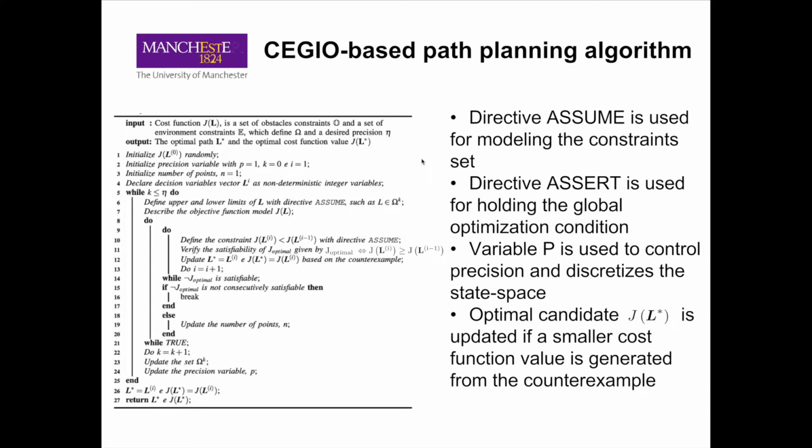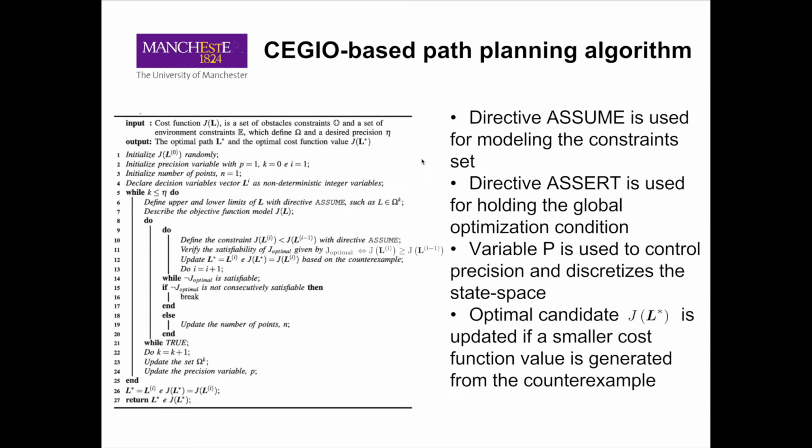In the CGL-based path planning algorithm, the directive assume is used for modeling the constraint set, like obstacles and the environment limits. Also, assume is used to set a constraint JLi smaller than JLi minus 1, which means the newly generated cost function value must be smaller than the current cost function value. And the directive set is used for holding a global optimization condition, which is JLi larger than JLi minus 1, so we need to verify the satisfiability of G optimal.